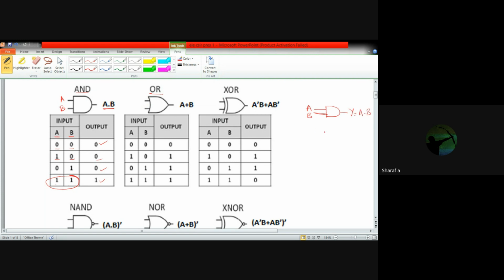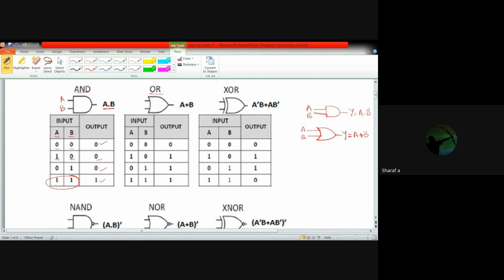Now, if you consider the OR gate, it looks a little bit something like this. Then you have two inputs again, like the AND gate, A and B. Then the output will be Y equal to A or B, and the operation you can consider as A plus B. Normally we read that as A or B. So A or B means it is just the addition of variables A and B.